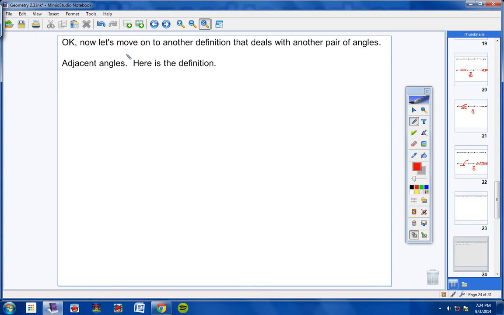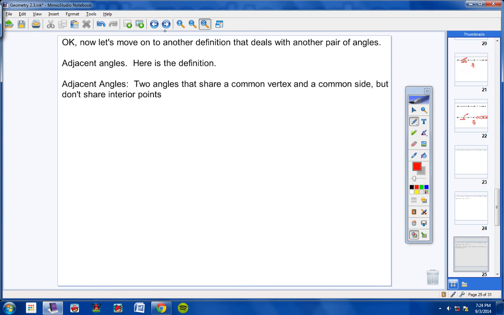Okay, and here it is. It's called adjacent angles. Adjacent angles, and here's the definition. Copy this in your notes, please. You need to know this. Copy this down, please. Adjacent angles: two angles that share a common vertex and a common side, but don't share interior points. Two angles that share a common vertex and a common side, but don't share interior points.